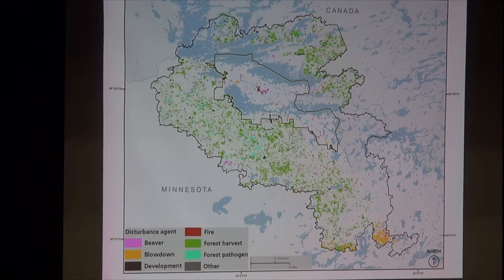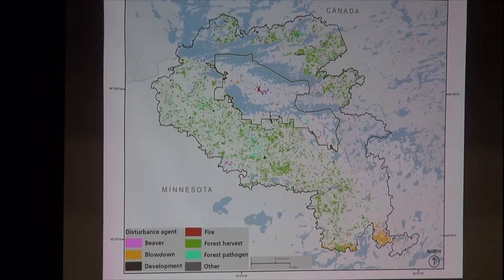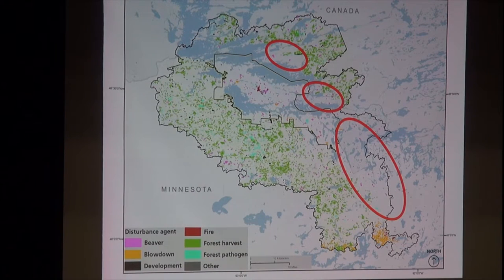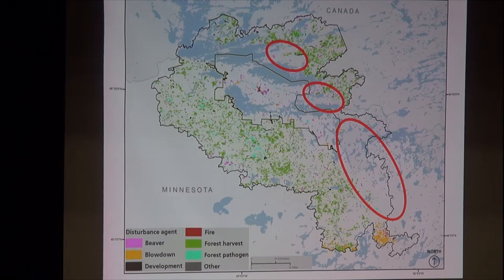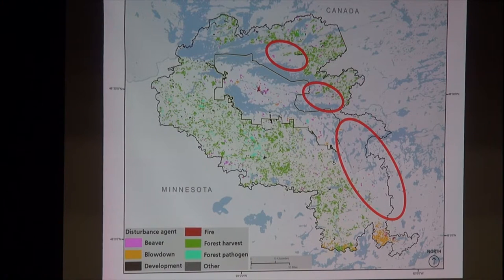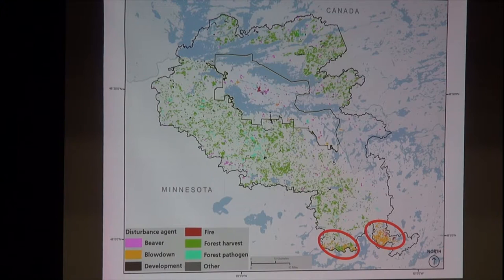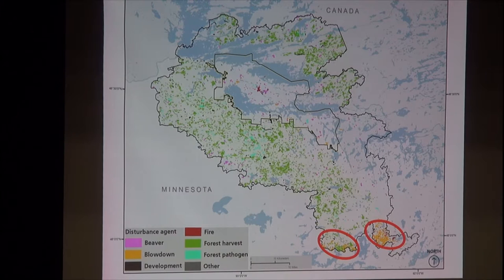And if we take a look at just the spatial distribution of all of these disturbances, with forest harvest being green and a couple other ones that are clearly visible, or blowdown that occurred down in the southeastern part of the park. But we also see these areas with a lack of any forest harvest and not many disturbances at all that are occurring outside the park, which is of interest. And then, of course, we see the blowdown that occurred down in the Boundary Waters Canoe area back in 2008, I believe.